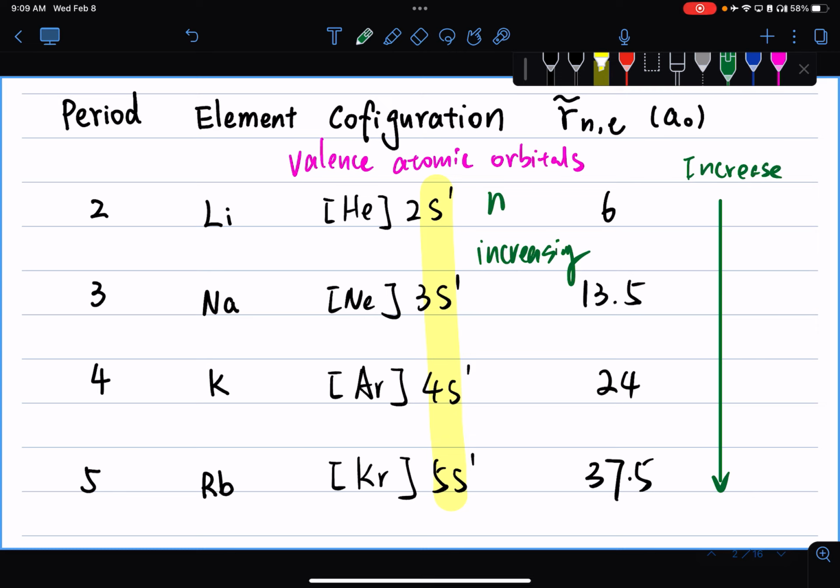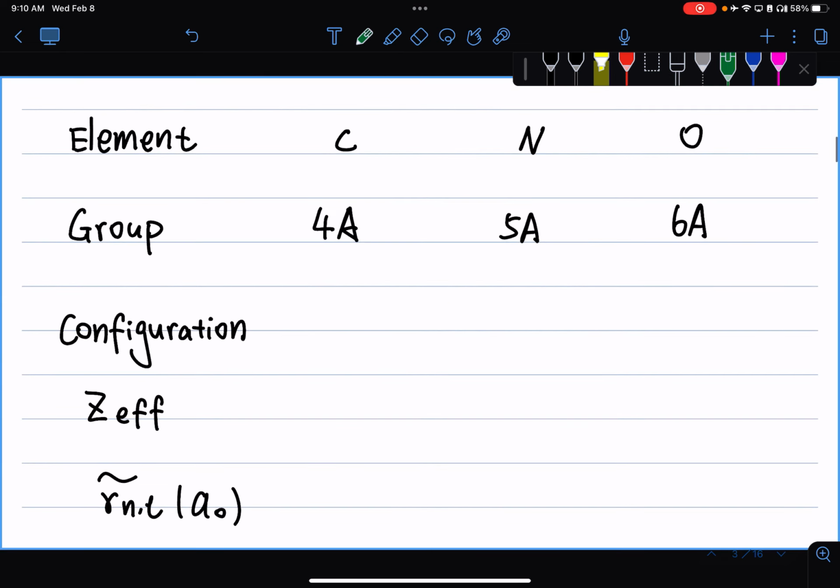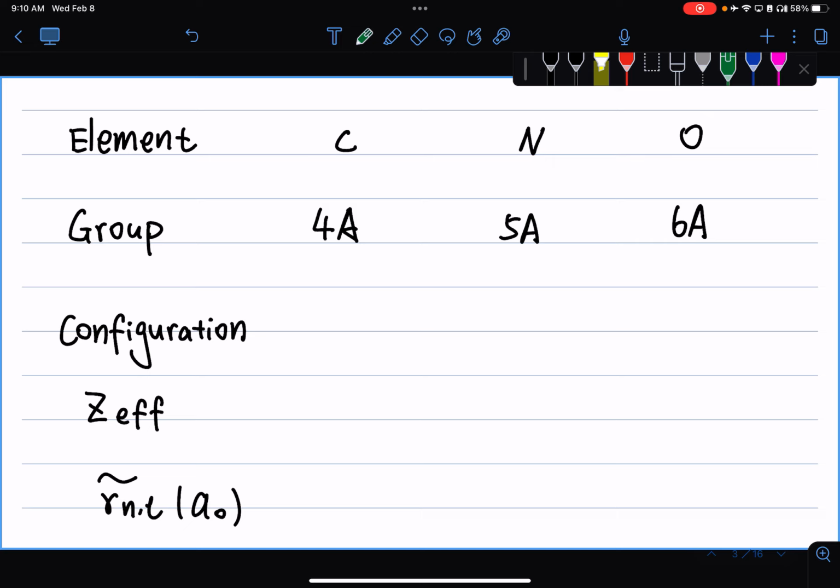And we have the atomic radii increase along the period. All right, so that's going down the period. Next one, we're going horizontal, and we're talking about the change of atomic radii along the different groups. So the 3 elements we're interested in here, let's just look at carbon, nitrogen, and oxygen, again, just as an example here.